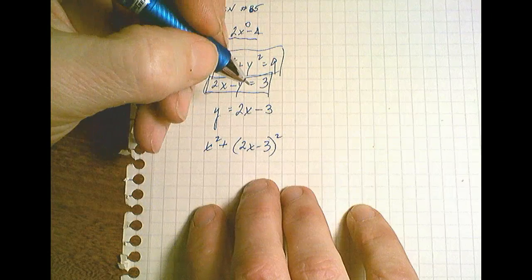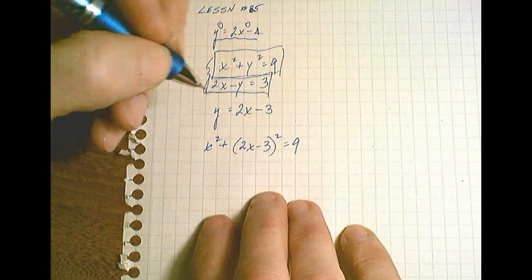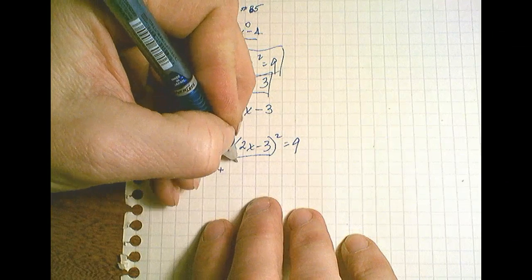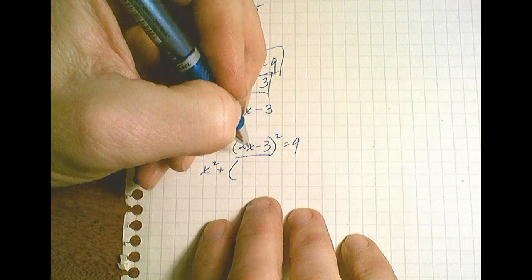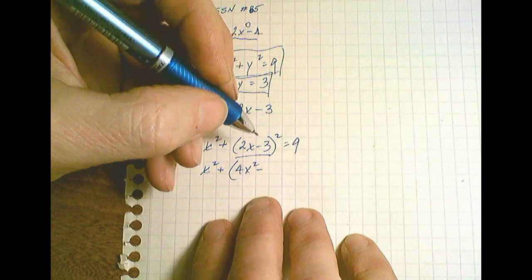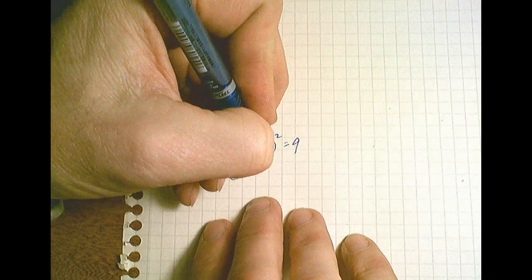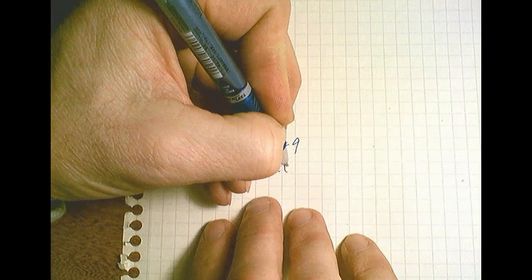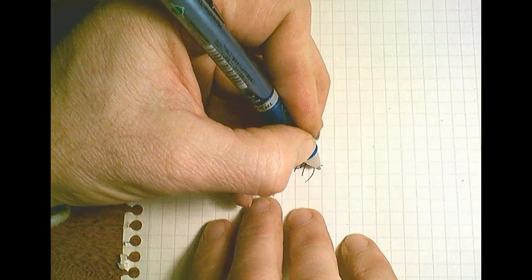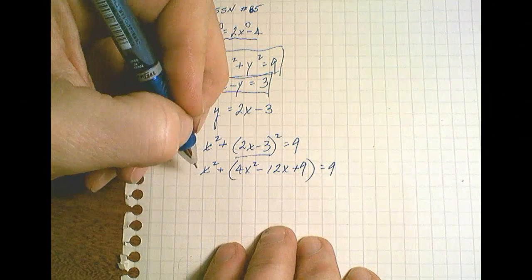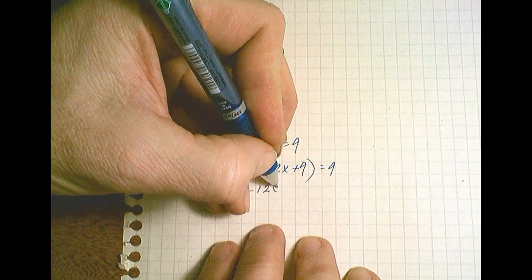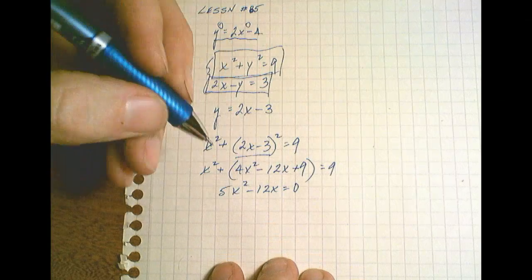We're going to square it, and that's going to give us 9. So we use the FOIL method and square that. We get x squared plus 2x times 2x. Our first term is 4x squared. And then our middle terms are going to end up adding together and give us negative 12x plus 3 times 3 is 9 equals 9. Then we can combine our like terms here and get 5x squared minus 12x equals 0.